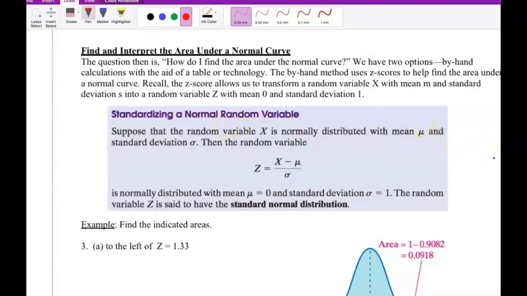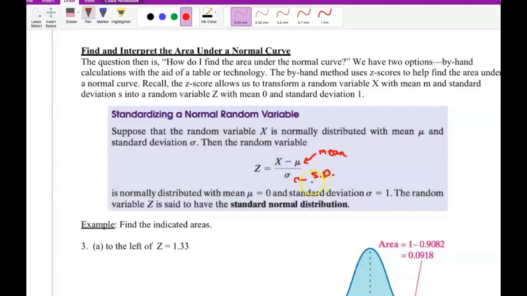Hello. In this part we should find and interpret the area under a normal curve. Here we have the z-score. We had this part before. Z is equal to x minus the value, and here is the mean, and this was the standard deviation.